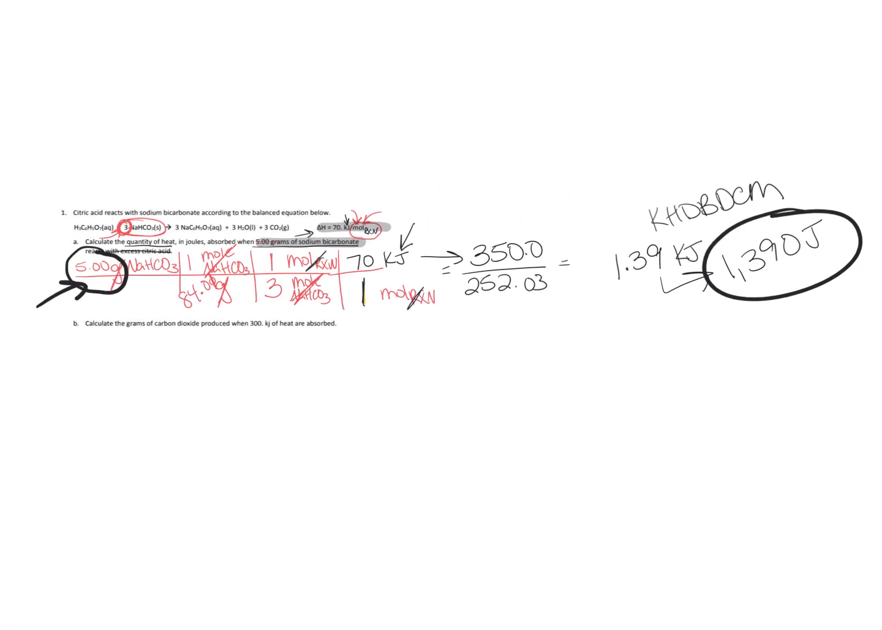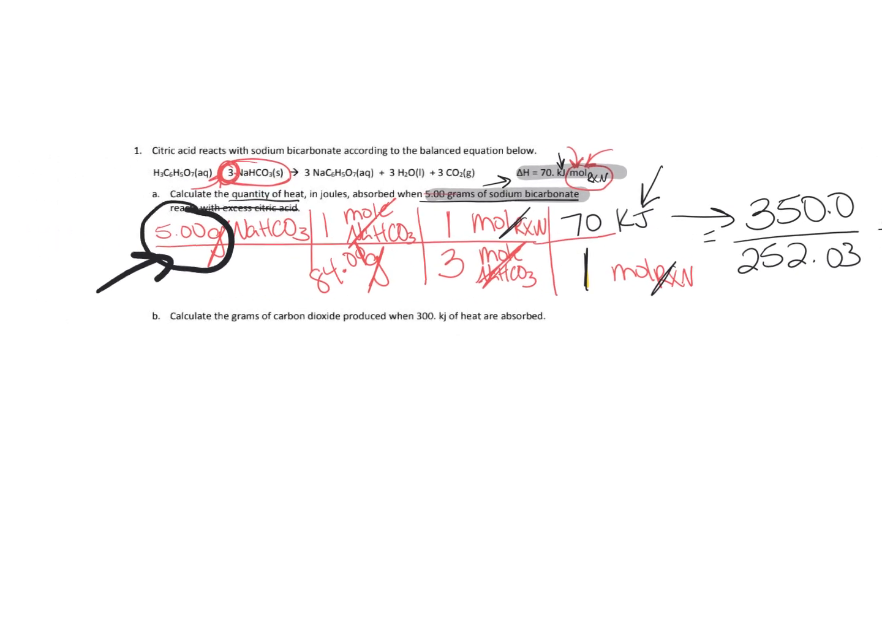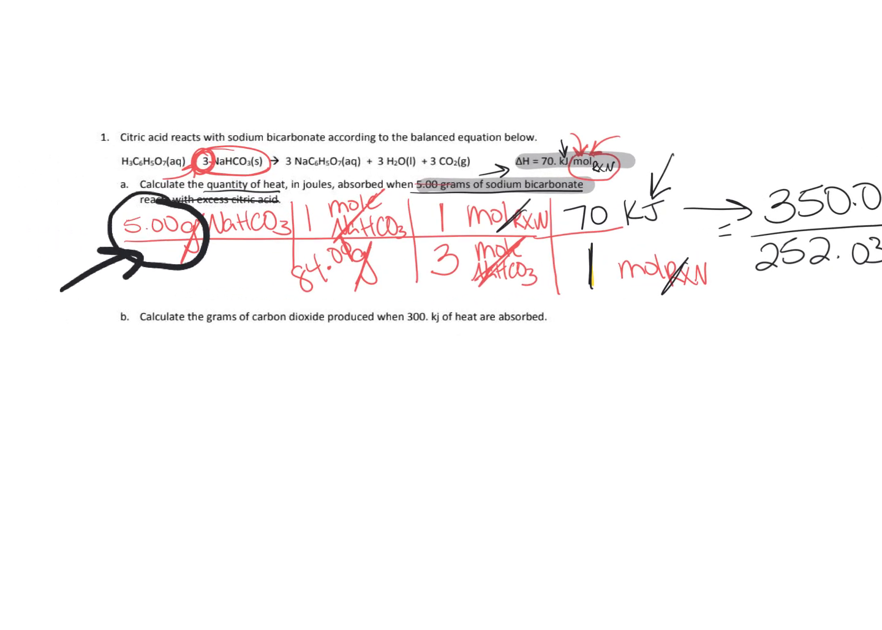All right, so for our second problem here, instead of starting with a mass of our reactant, instead it's asking us how much of something do I need, how much will be produced with a certain amount of heat. Our setup is going to be exactly the same. We're just going backwards. So in A, I went from grams to kilojoules. This time I'm going to go from kilojoules to my grams. And I should put my decimal for my sig figs.